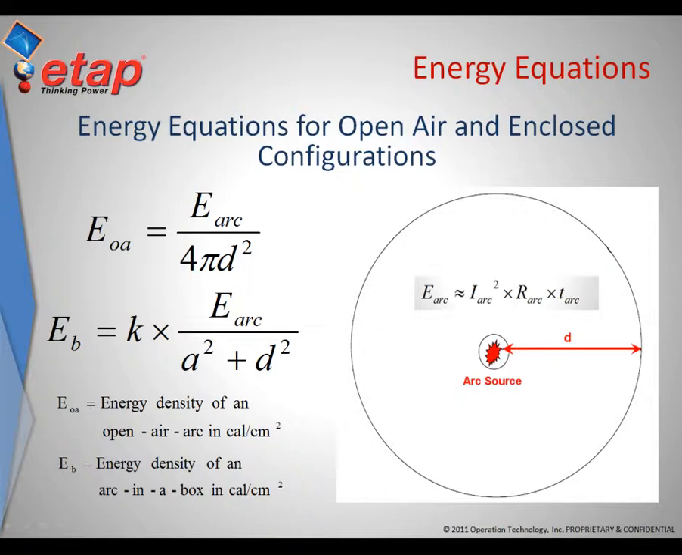In this case, we see two sets of equations that are used for both the Stokes and Oppenlander and Pockert method. One describes the arc as a spherical release of energy in all directions, where D describes a working distance from the actual arc location. In this case, equation EB with some additional correction factors, K and A, will provide the user with the energy in an enclosed configuration.